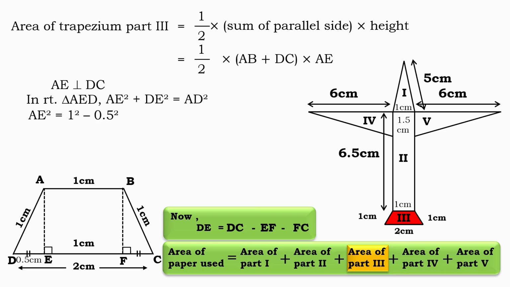Now AE, our main target was to find AE, right? So AE squared will be equal to AD squared minus DE squared. So AD is 1 and DE is 0.5, which we just got. So 1 squared minus 0.5 squared is 1 minus 0.25, which is 0.75. So AE squared is 0.75. So 0.75 we can write as 75 by 100, which becomes 3 by 4. So AE will be equal to square root of 3 by 4 centimeter.